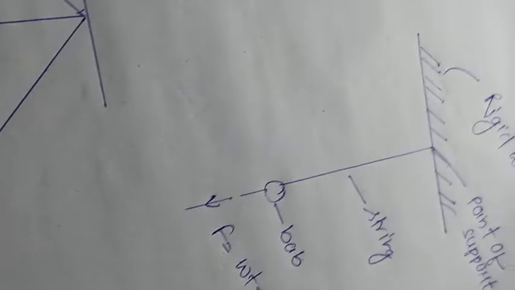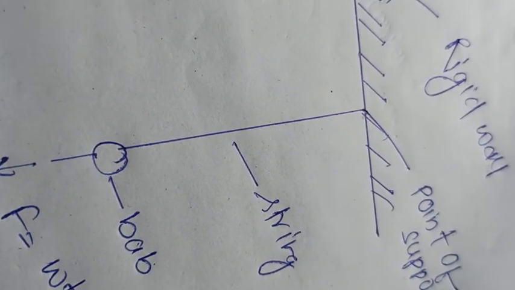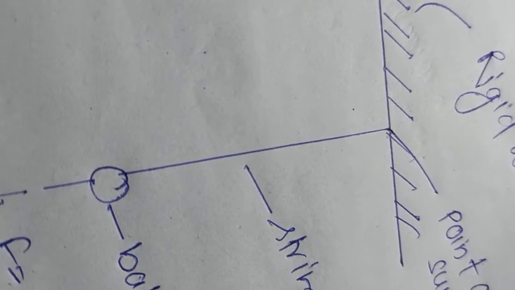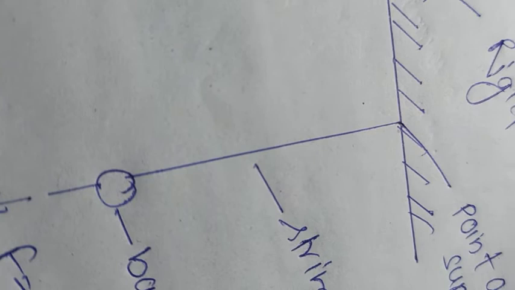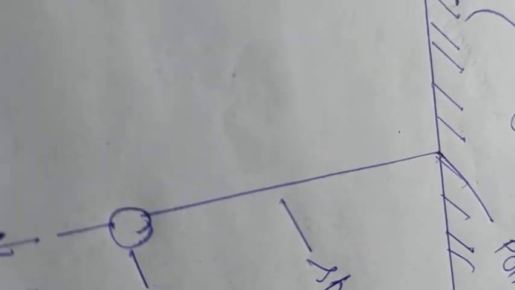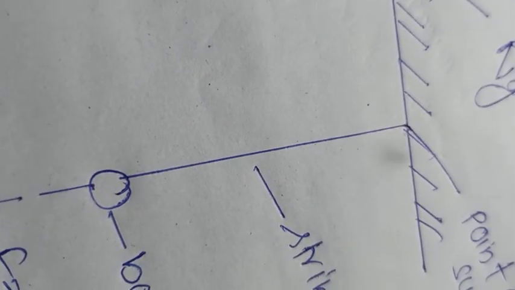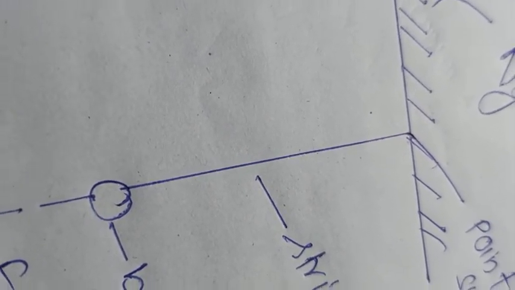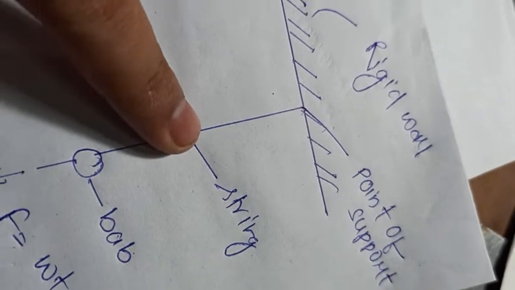If you take the rigid wall as not fixed, then the periodic nature of this instrument cannot be maintained. If periodic nature is not maintained, then you cannot use that device for measuring time. For measuring time, periodic nature should be there in that device. Get it?